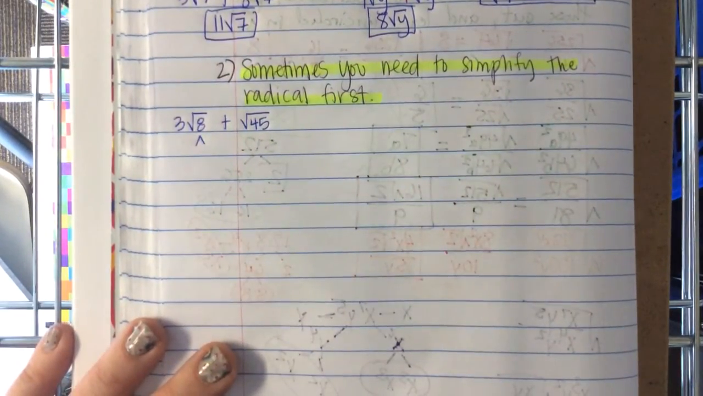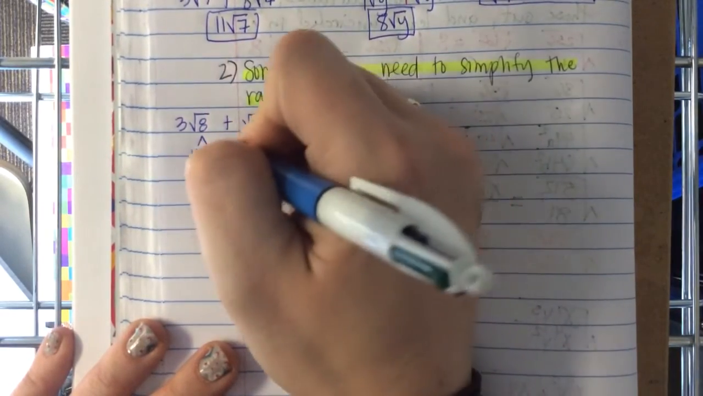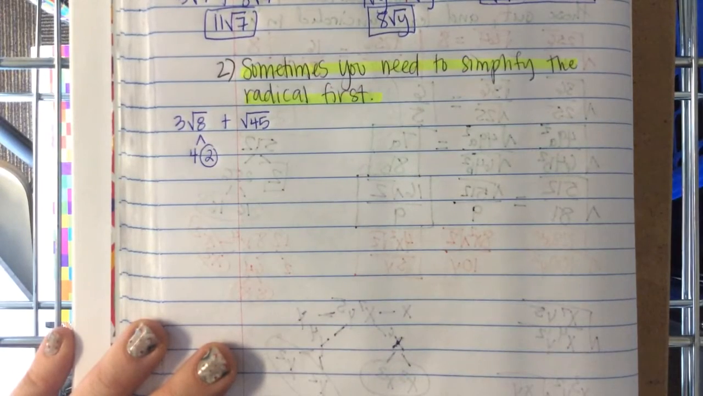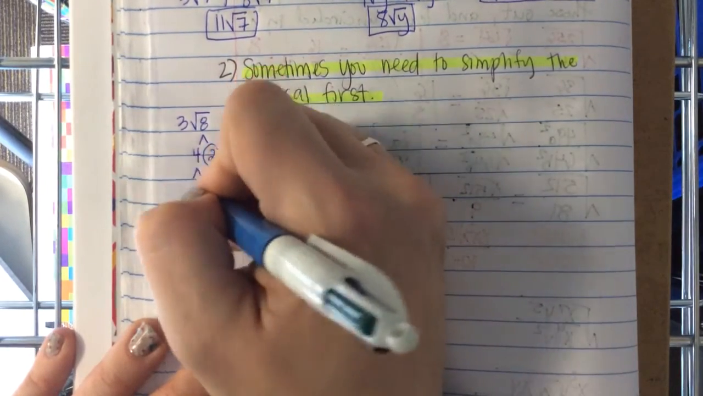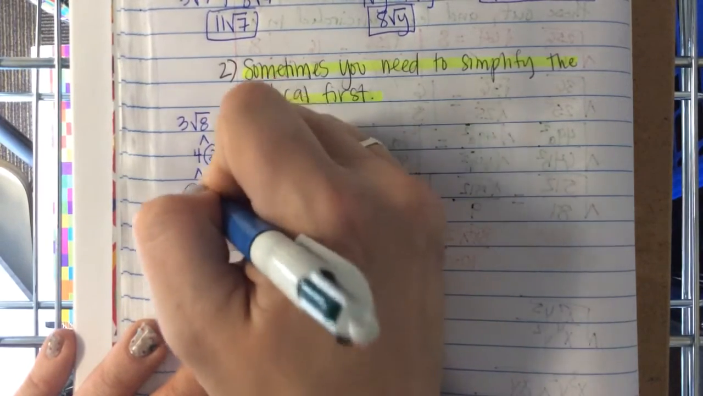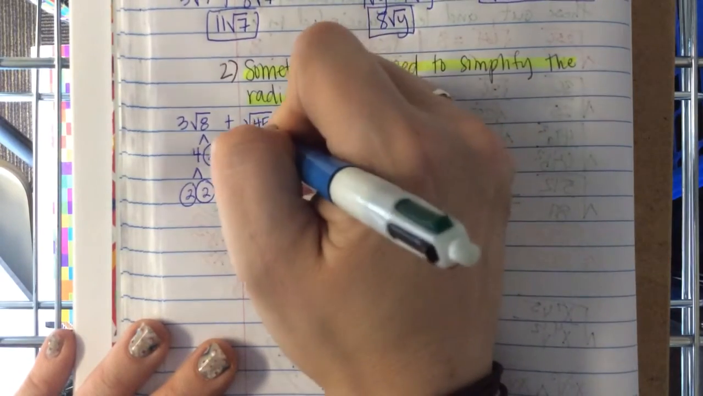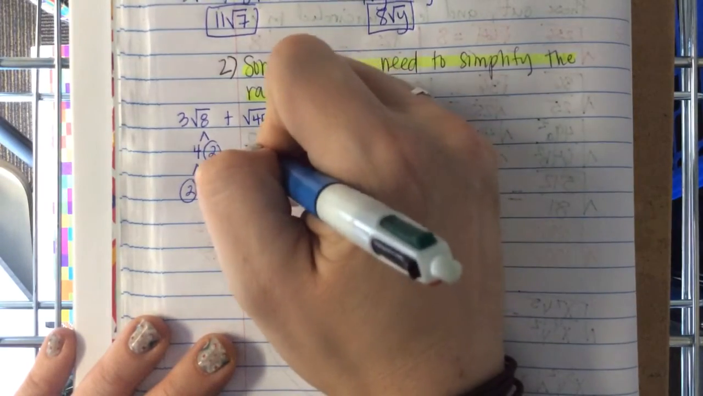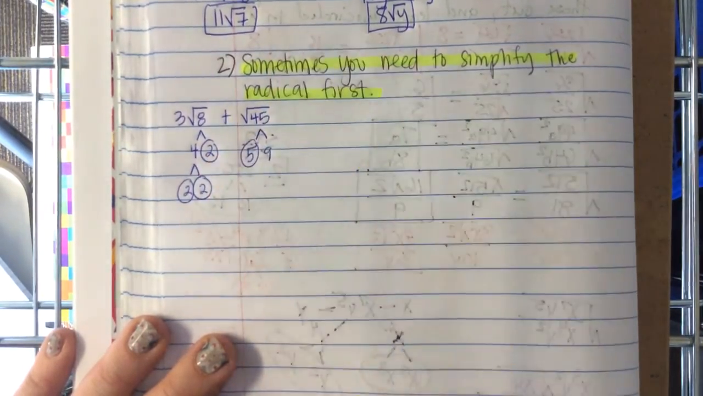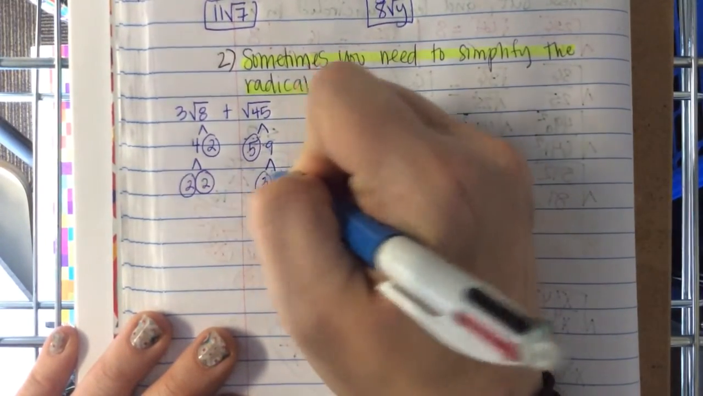What times what is 8? 4 and 2. 2 is prime. What times what is 4? 2 and 2. Those are prime. So we're done. Now let's move on to 45. What times what is 45? 5 and 9. And 5 is prime. What times what is 9? 3 and 3.